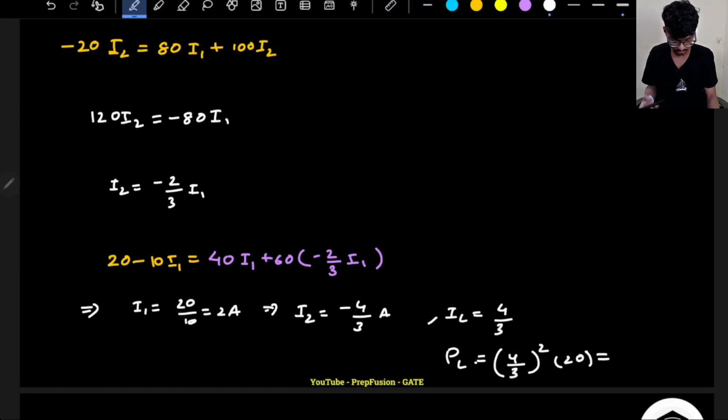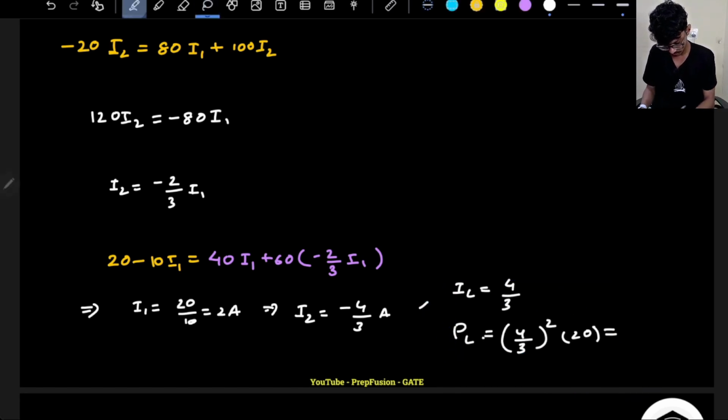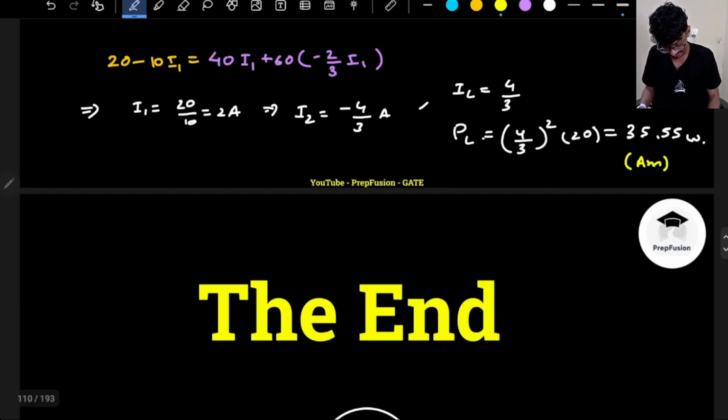I will just quickly calculate this value. It will be 4 by 3 squared into 20, which is 35.55 watts. This will be the answer of this question. So yeah, that's it basically.